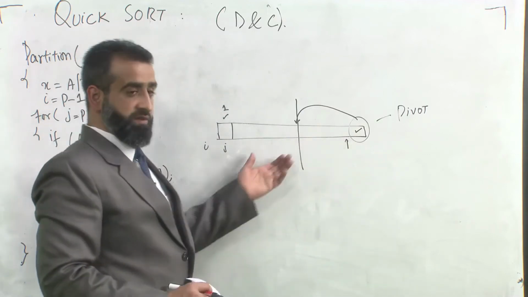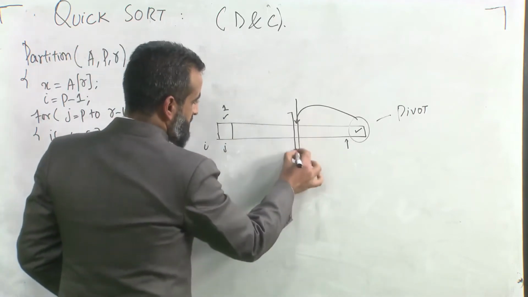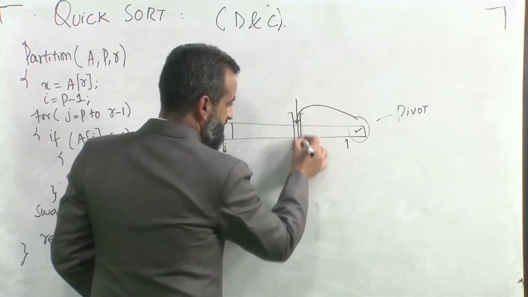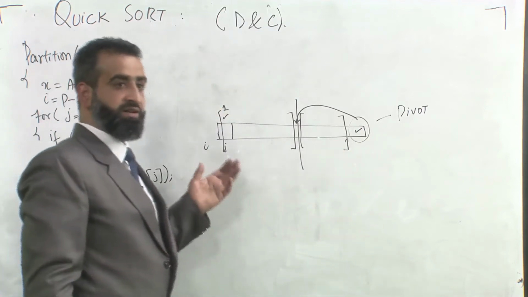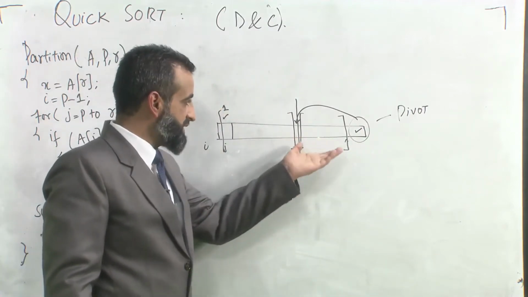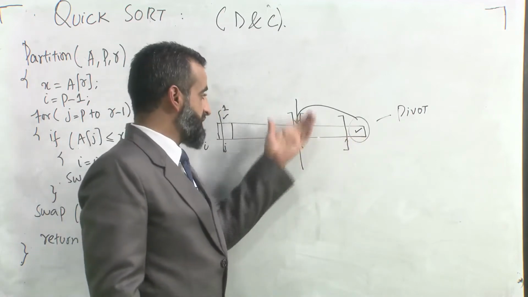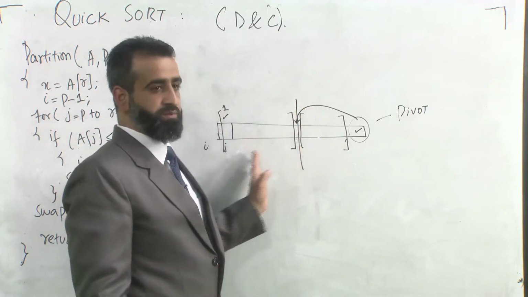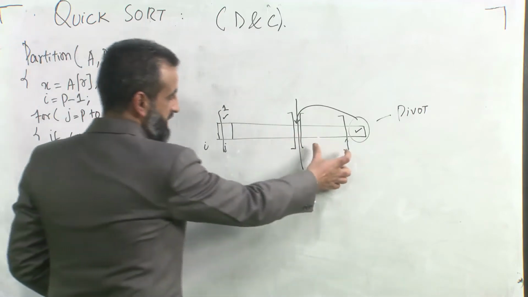Once we have divided the array into two parts, we can apply the quick sort algorithm on this half as well as on this half. So that is the divide and conquer strategy. What we have done is, one, we have sorted one element. Two, we are able to divide the original problem into subproblems. Once we divide, we try to solve the first half as well as the second half.